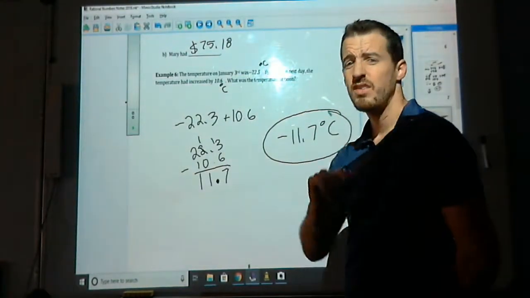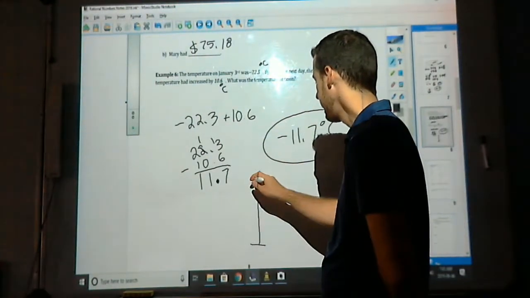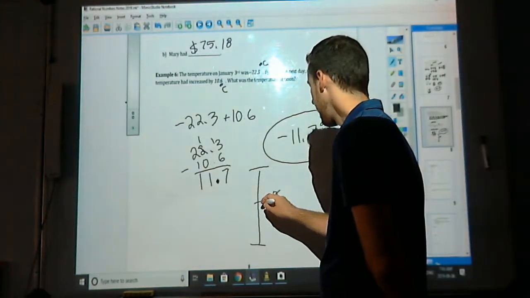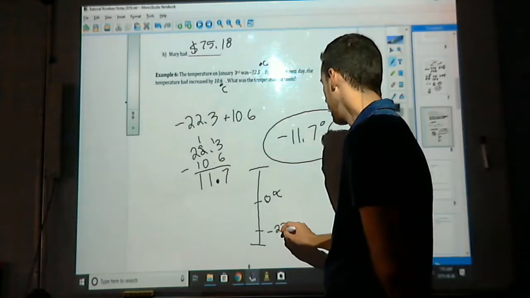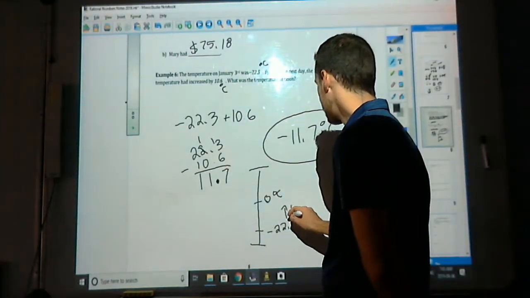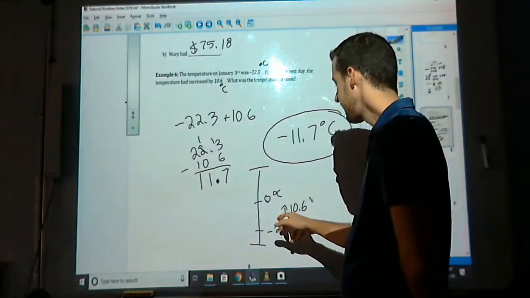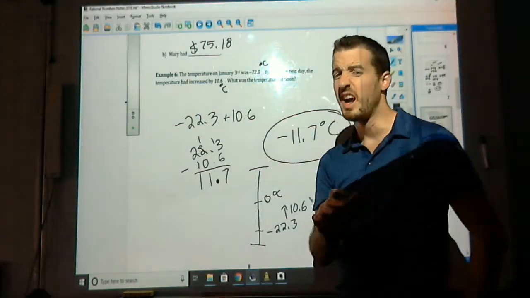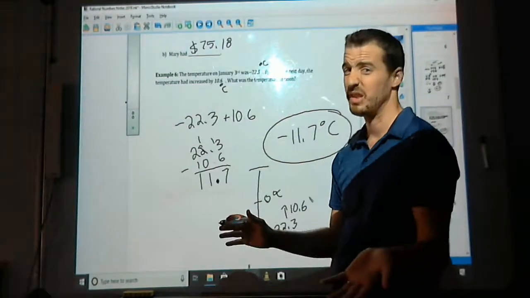Again, honestly, I find sometimes drawing a picture, okay, if this is our thermostat, right? Here we have 0 degrees Celsius, okay? We start down here, we're at minus 22.3, and we go up 10 degrees Celsius, okay? It's still going to be a negative number, so that's something too that you can always do as a little trick. I find drawing pictures for a lot of these integer problems really helpful, so that might be the same for you.